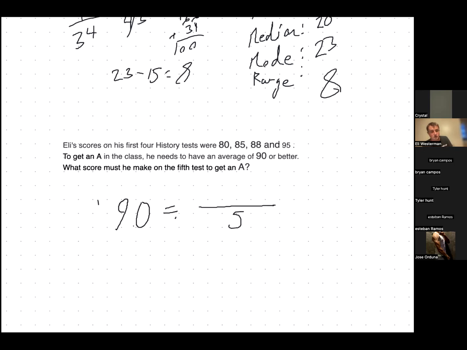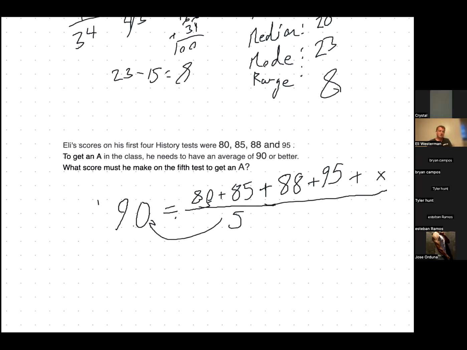So for that to happen, I've scored an 80, an 85, an 88, and a 95. Now I've got one more test, and I don't know what I need to score on it, so I'm going to call it X. So let's multiply both sides by 5. When we multiply it by 5, that goes away, and we get 450 because 90 times 5 is 450.